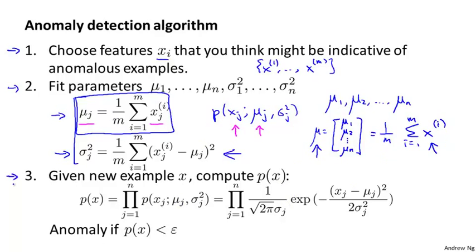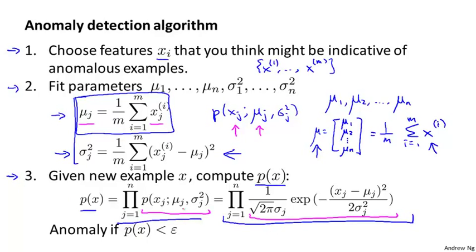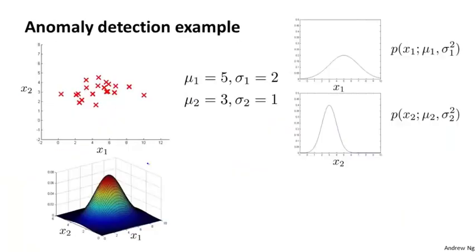Finally, when you're given a new example, so when you have a new aircraft engine and you want to know, is this aircraft engine anomalous? What we need to do is compute p of x. What's the probability of this new example? So p of x is equal to this product, and what you compute is this formula, where this thing here is just the formula for the Gaussian probability. You compute this, and finally, if this probability is very small, you then flag this thing as an anomaly.